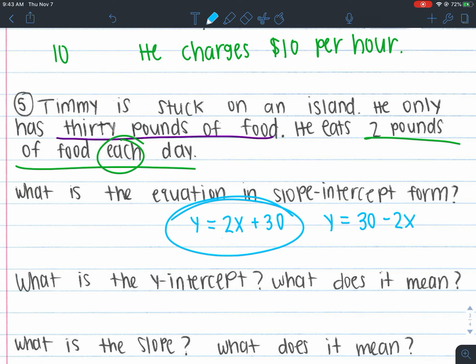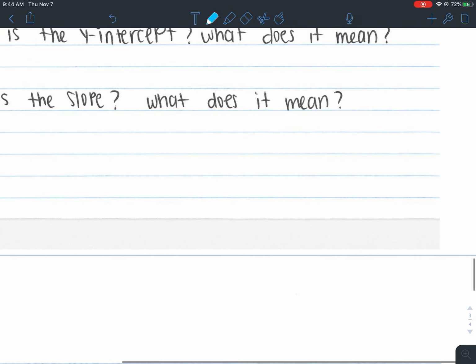The first equation says that you start off with 30 pounds of food and then you're getting 2 pounds of food each day, because it's positive 2. The equation on the right is saying that you start off with 30 pounds of food and you're taking away 2 pounds of food each day. Well, Timmy's eating those 2 pounds of food. So he starts off with 30 pounds of food and then every single day he's eating it, so he's losing the food. So the correct equation would be the one on the right.